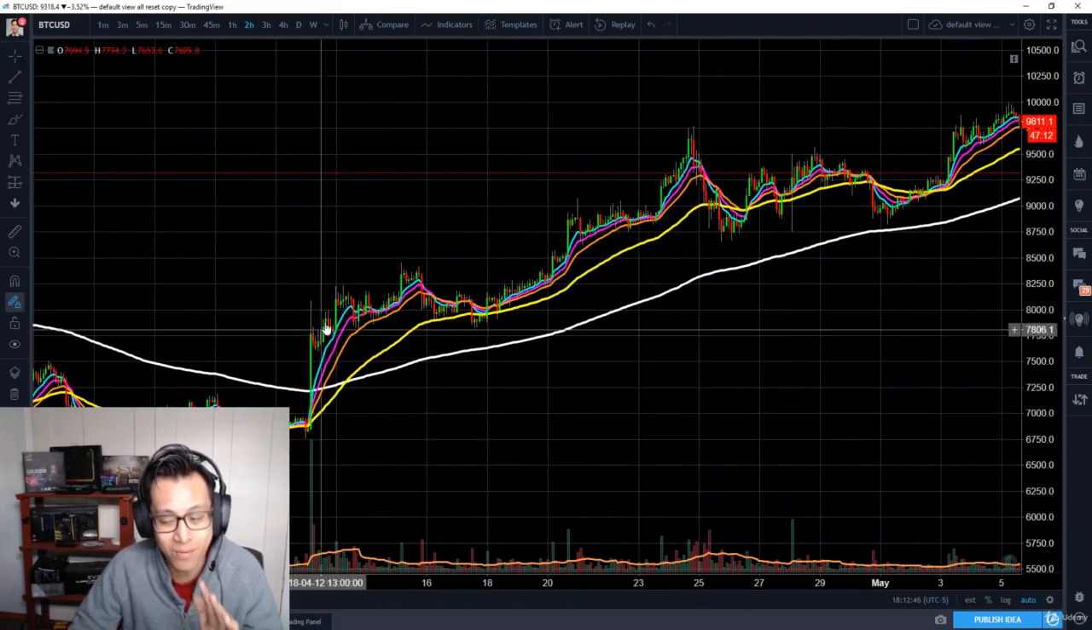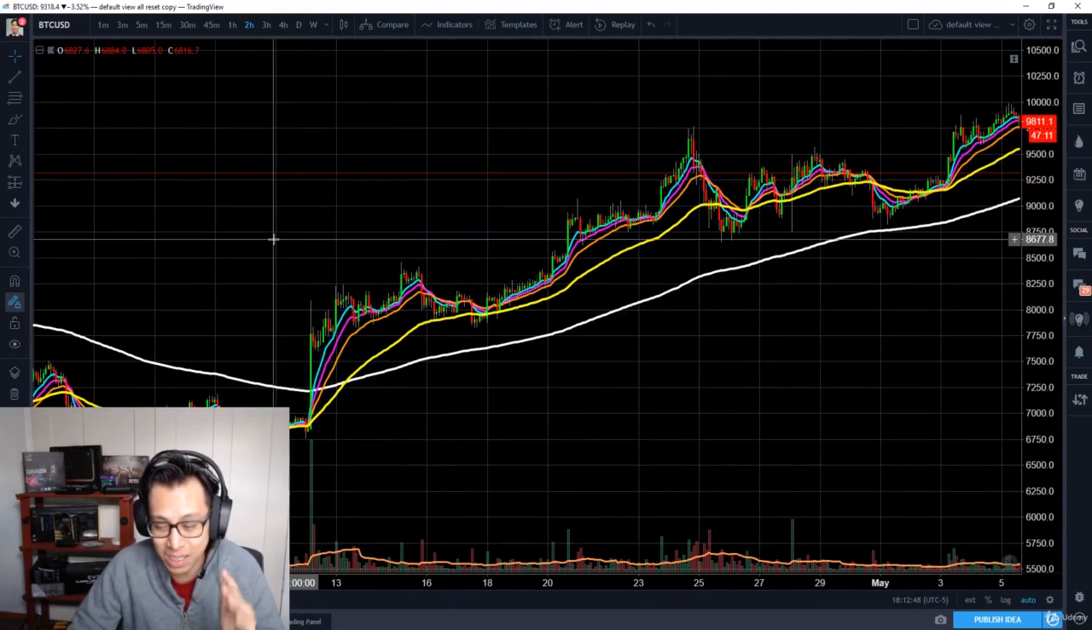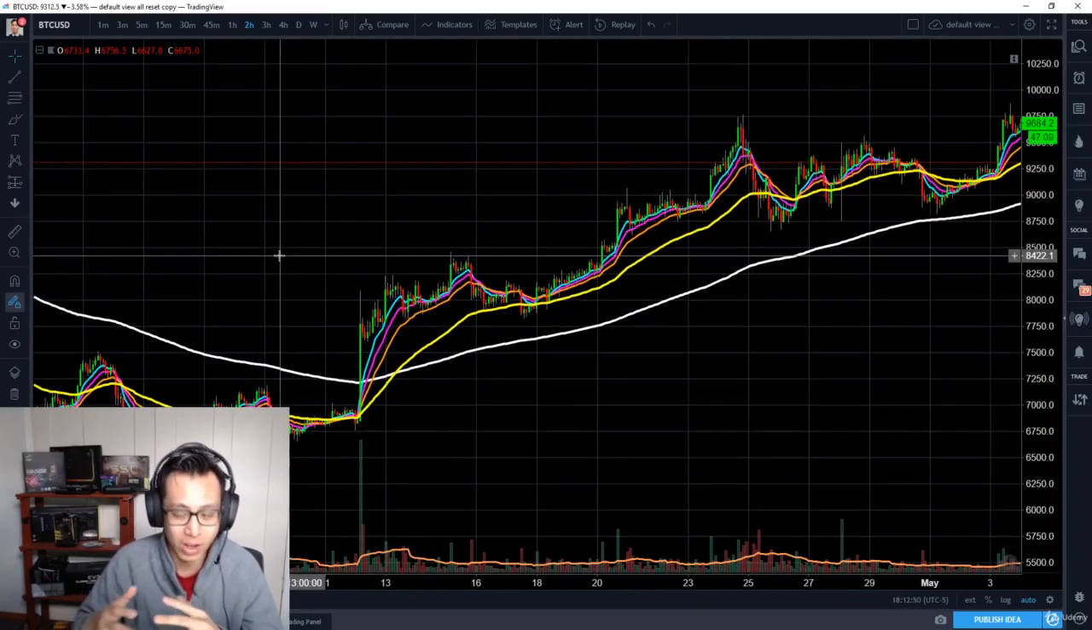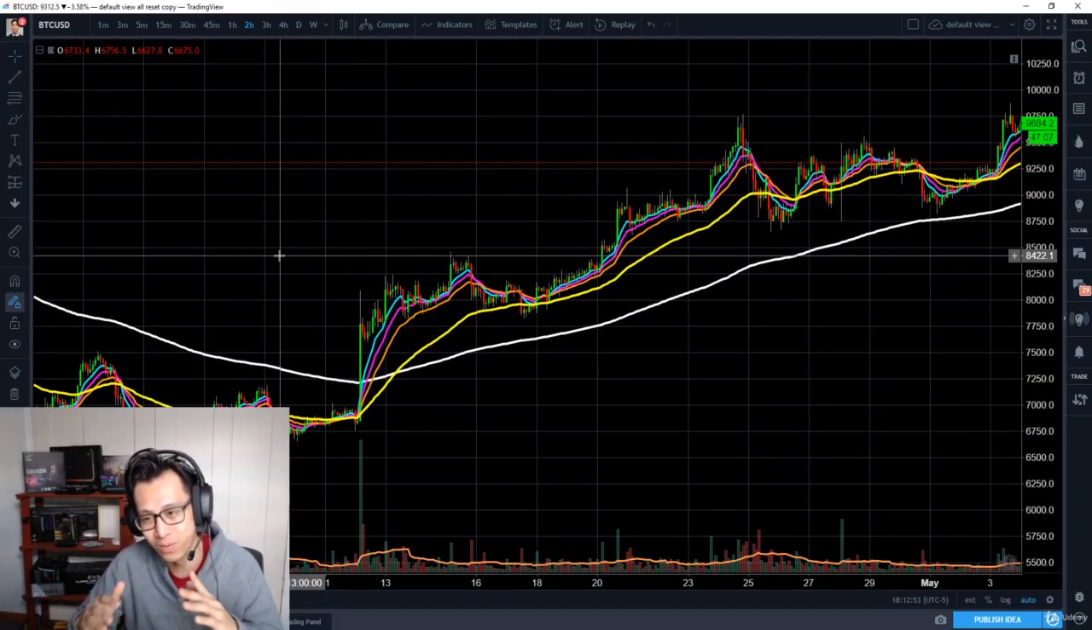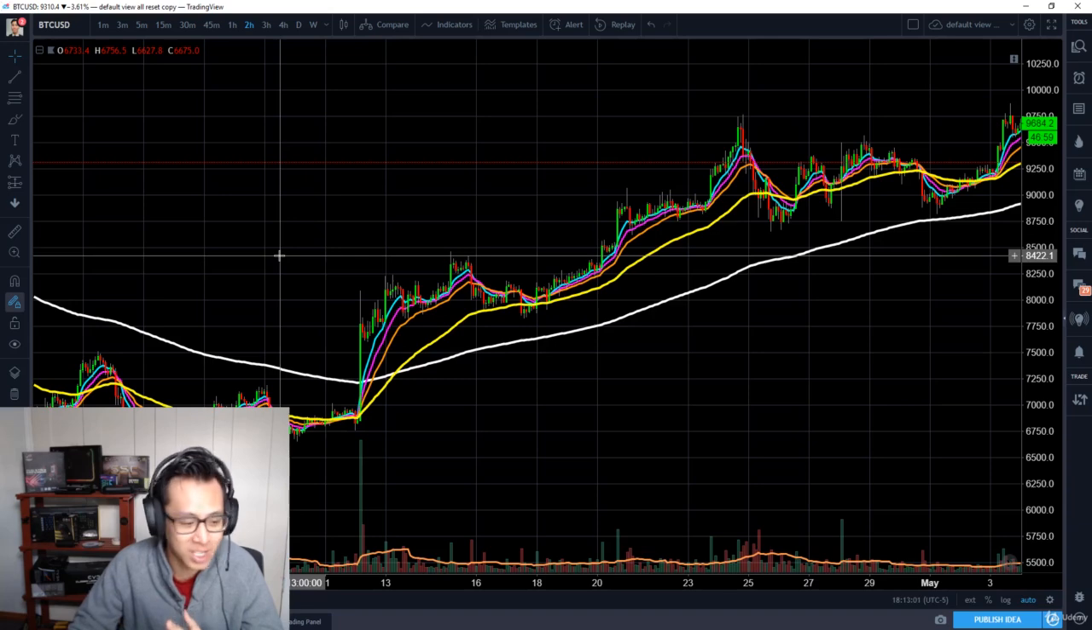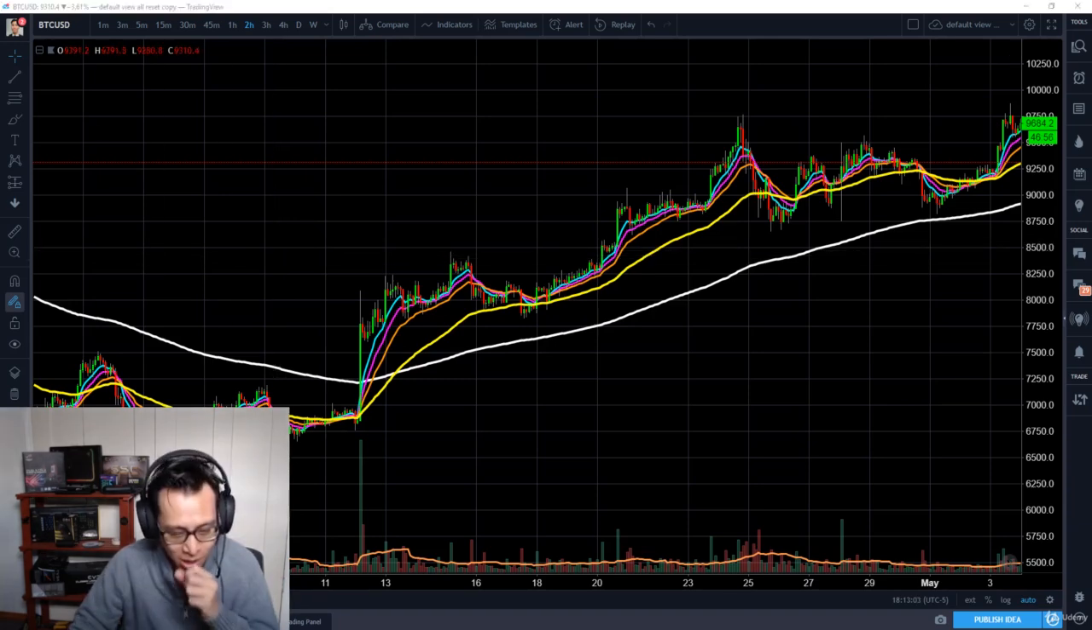If it's above a specific number, that's considered an uptrend. If it's below a specific number, then it's actually considered a downtrend, right? So I personally love to use the 55 moving average because it gives me a really good sample of confirming if it's an uptrend or a downtrend.